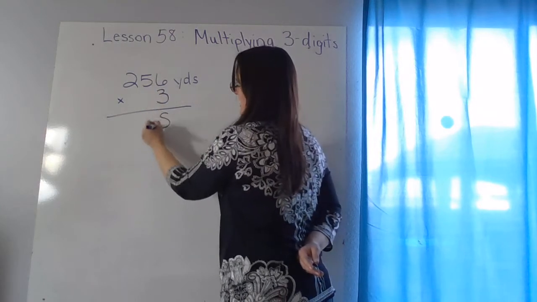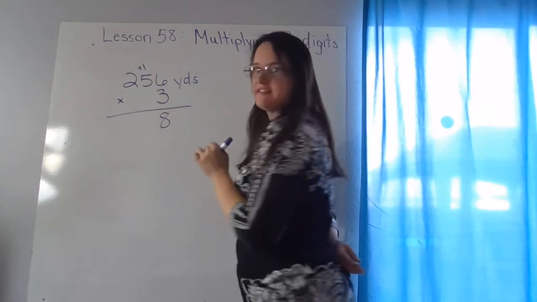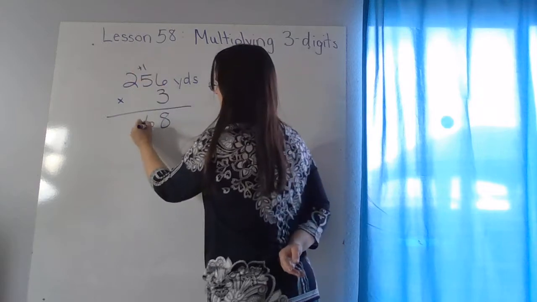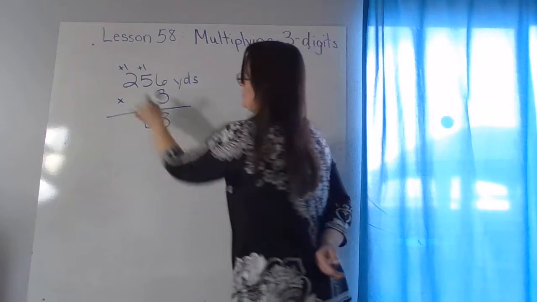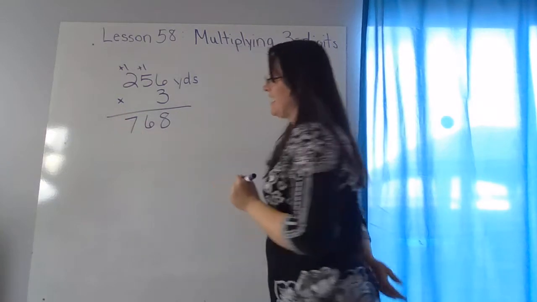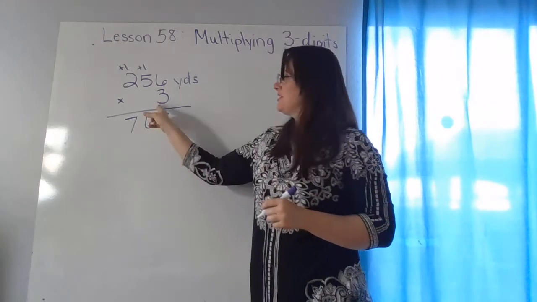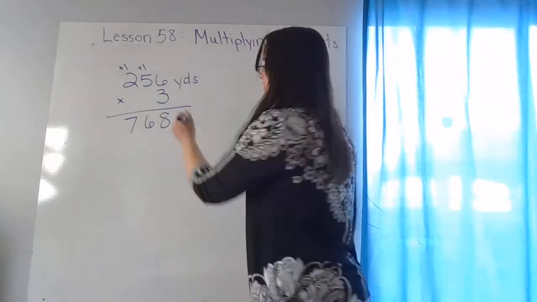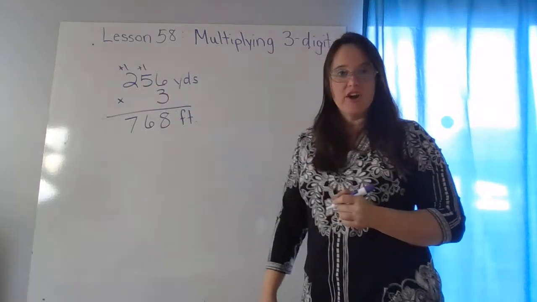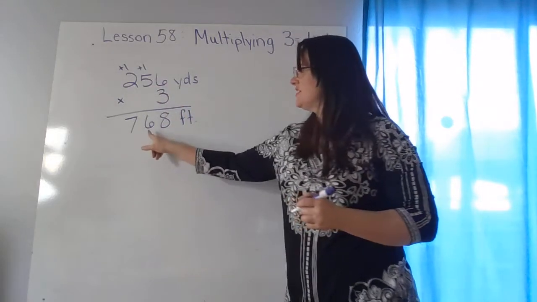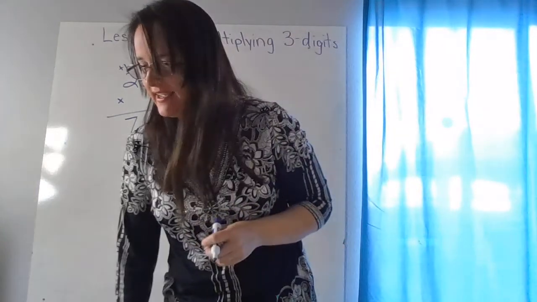3 times 6 is 18. We're going to carry our plus 1. 3 times 5 is 15, plus 1 is 16. Carry another plus 1. 3 times 2 is 6, plus 1 is 7. So we have 768 yards. No, remember we multiplied by 3 because we're converting it into feet. So 256 yards is equal to 768 feet. I keep misspeaking my words today.